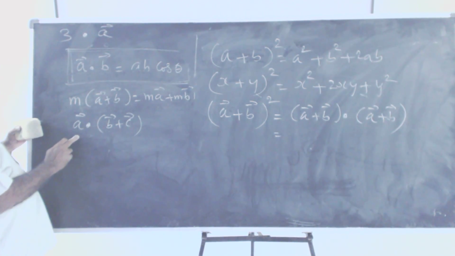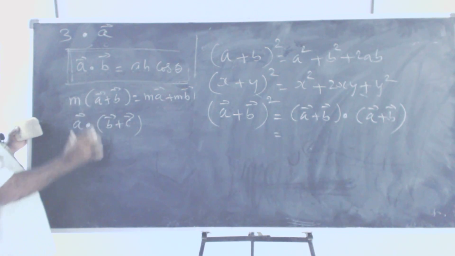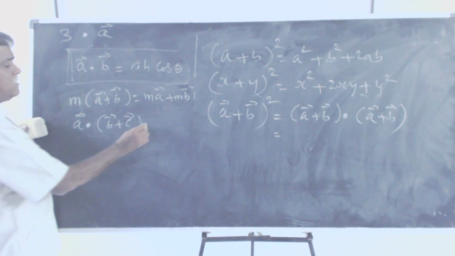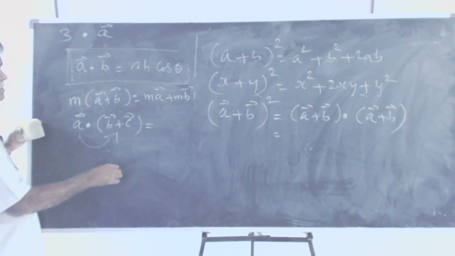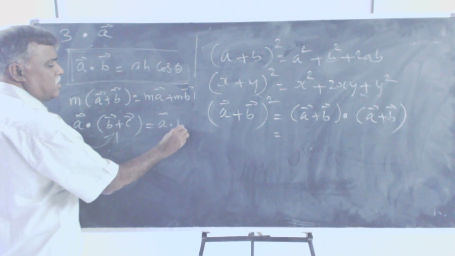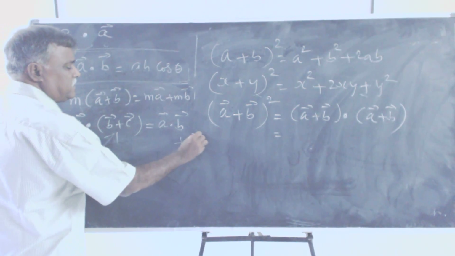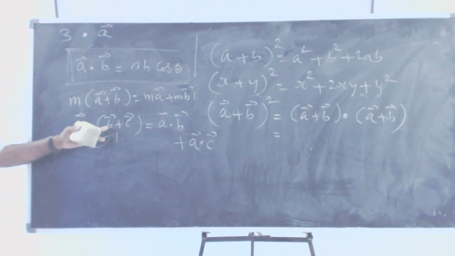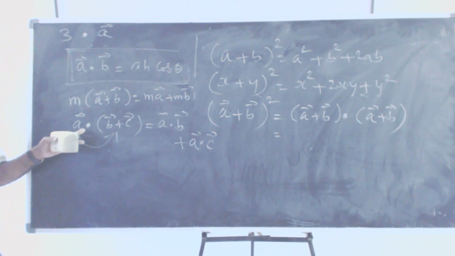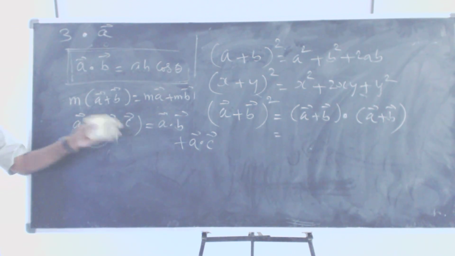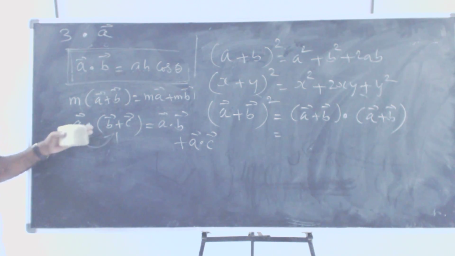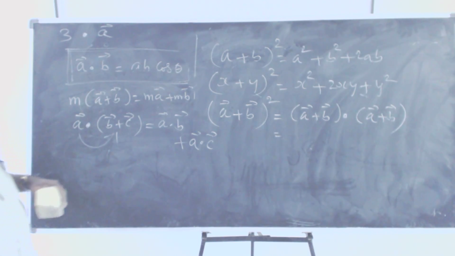This has got a proof. I have only told the concept. So you can take this as a result. You can distribute A dot B plus A dot C. It can be distributed. Dot product is distributive over vector addition. We have got a proof for this. You just take this result for granted now.